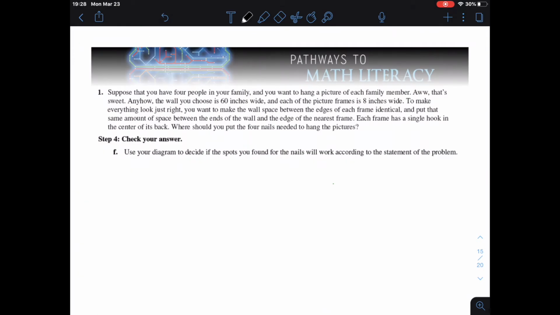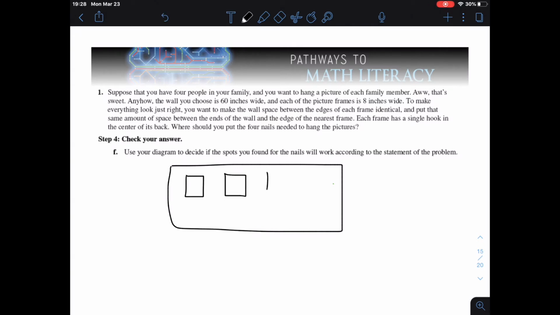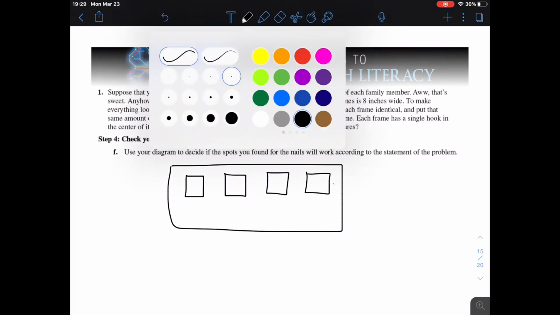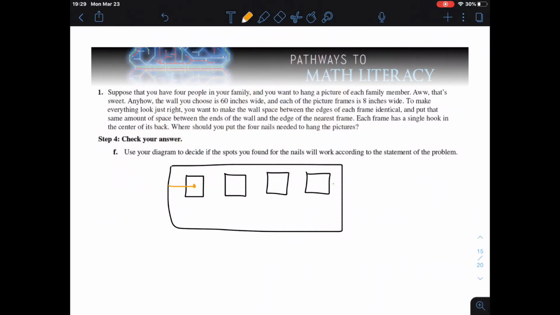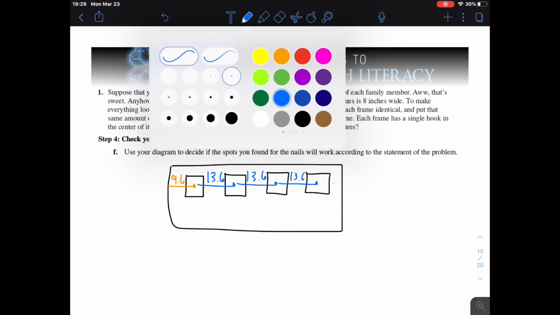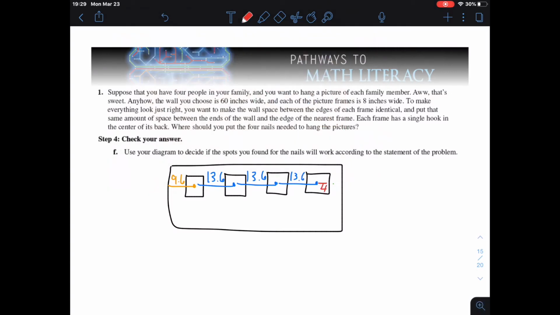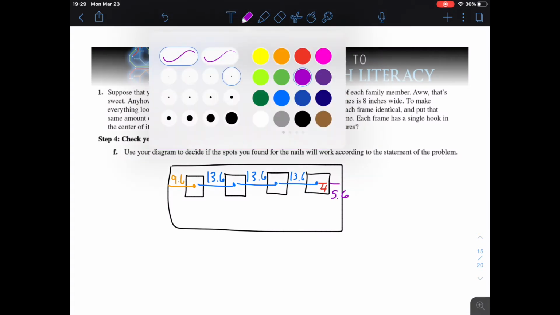So we're going to check that in our diagram, that we did do this correctly. Let's not make it so big. Need some space. We've got 1 picture, 2 picture, 3 picture, 4 picture. The first nail is 9.6 inches in. And then it's 13.6 inches from there, 13.6, 13.6. And then you need to go 4 more inches to the end of the picture frame and another 5.6 inches for the white space.